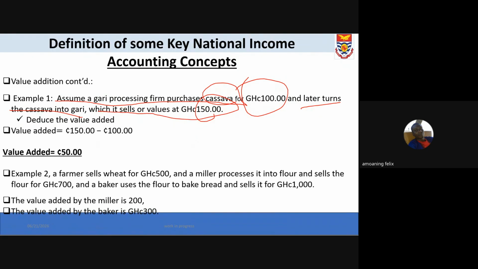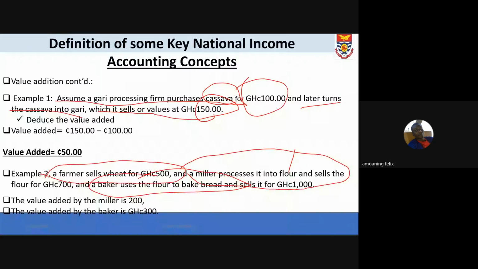So the value addition with the farmer who has been producing the wheat, the miller who has been converting the wheat into flour, and the baker who has been using the flour to produce bread, that one too, just that I used different values. We have been able to explain it for a better understanding. So if you look at the cassava, the flour, and the wheat, what term can we give to those goods and services? We consider them as intermediary goods, or intermediate goods.